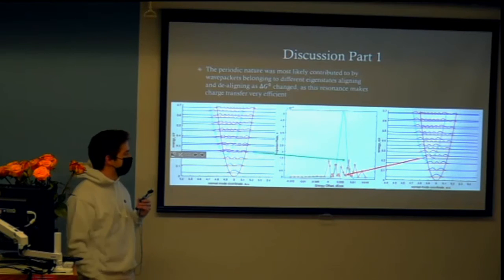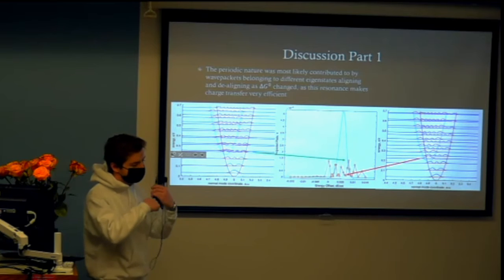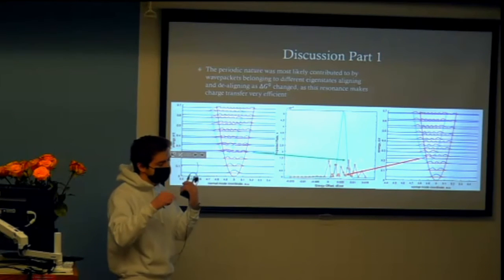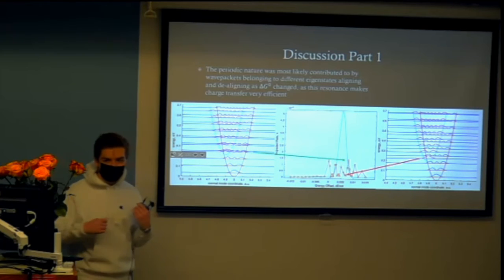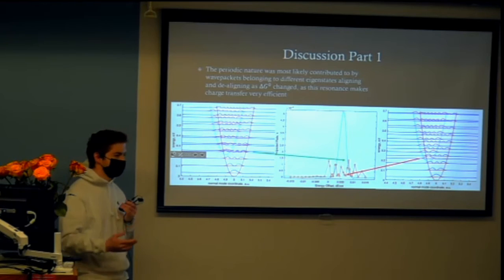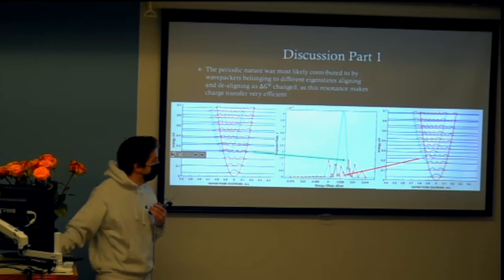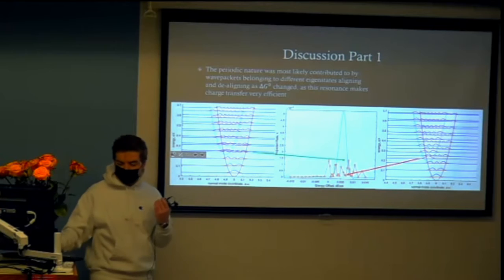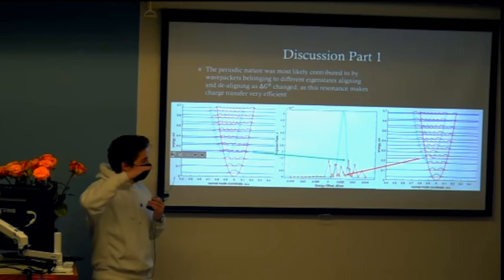So the periodic nature was most likely due to the wave packets corresponding to different eigenstates in either potential aligning and de-aligning. When they align, there's resonance and energy transfer, charge transfer becomes very efficient. That's what you see. They're going up and down because obviously they're moving over one another.